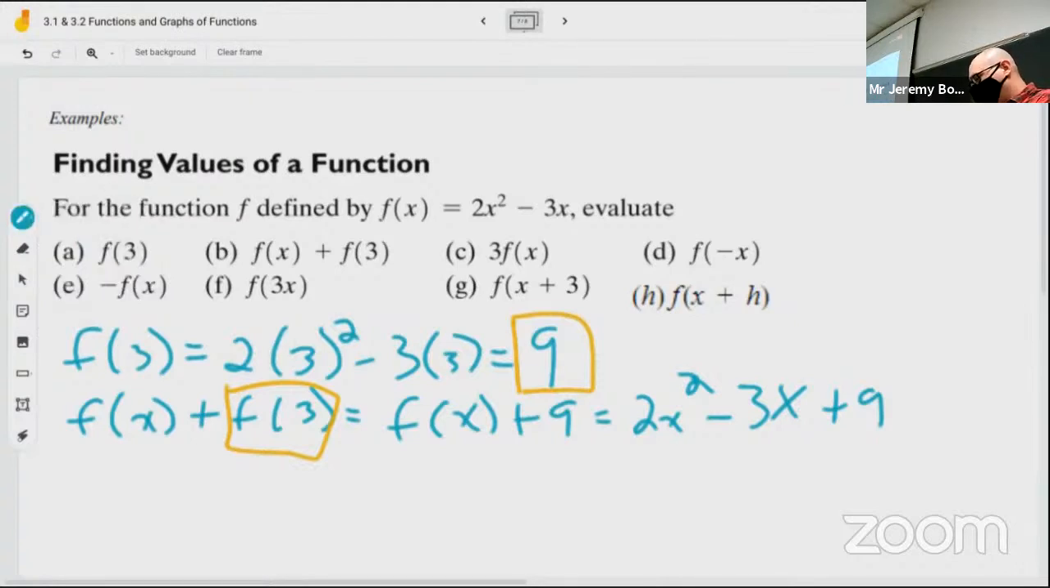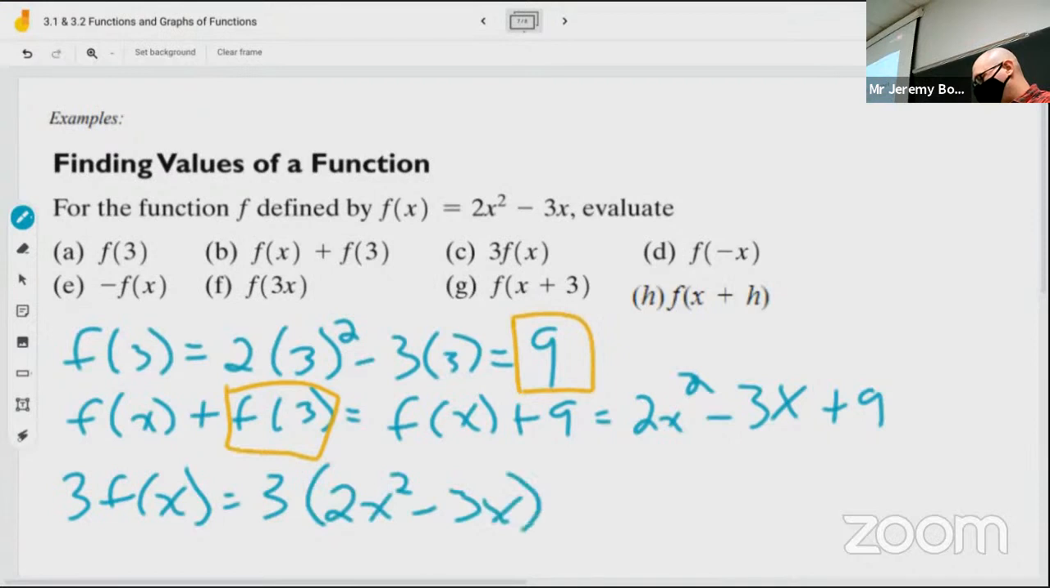All right, what was the next one? 3 times f of x. So that's going to be 3 times 2x squared minus 3x. We're just going to distribute that 3, so we'll have 6x squared minus 9x. Any questions on that one?